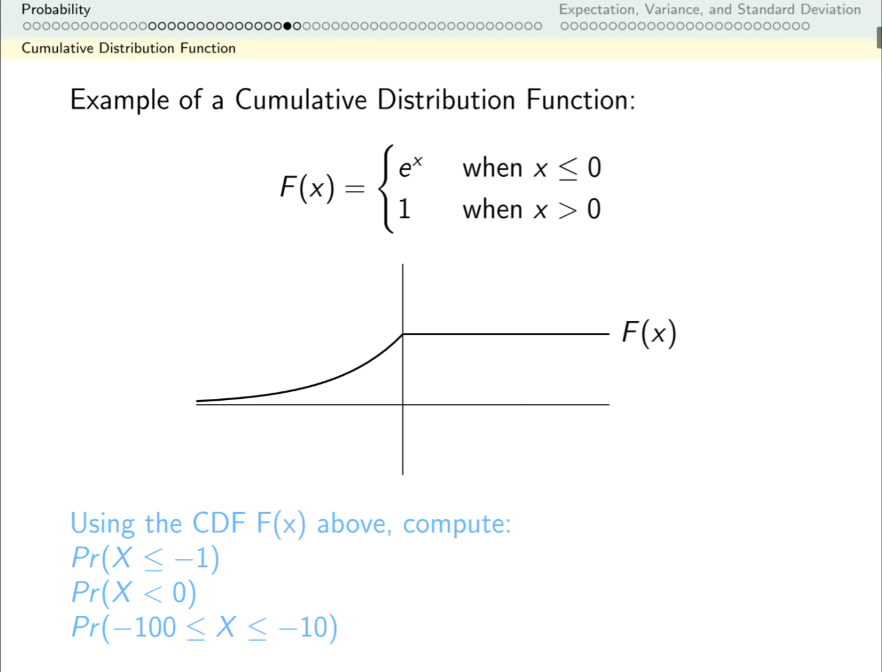Using this cumulative distribution function, just as a quick review, because these are still pretty new concepts, you should quickly be able to give me numbers for these 3 probabilities. Pause the video, come back when you're done.